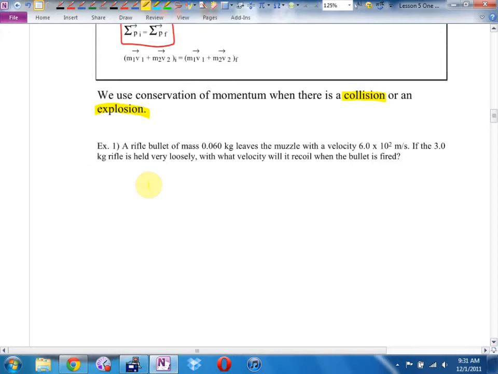Example 1. A rifle bullet of mass 0.06 kilograms leaves the muzzle with a velocity of 6 times 10 to the 2 meters per second. If the 3-kilogram rifle is held very loosely, with what velocity will the rifle recoil? Is there a collision or an explosion when you fire a rifle? That's a controlled explosion. So I'm going to ask again. Is there a collision or an explosion? Yes. I'm going to write the sum of all the initial momentums equals the sum of all the final momentums.